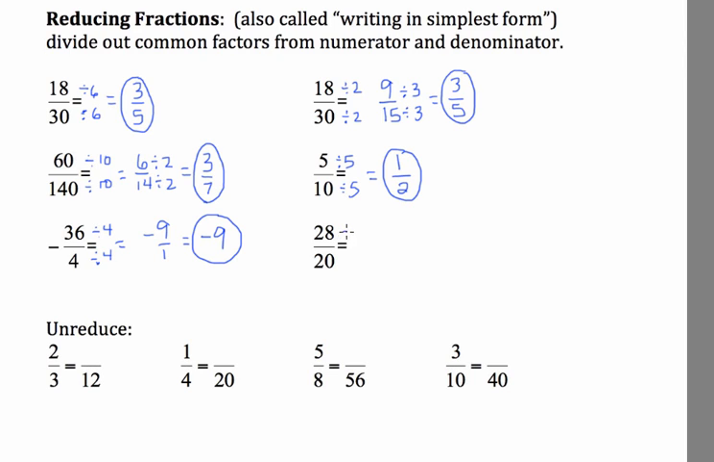This is an improper fraction, where the numerator is larger than the denominator. I'm going to treat it the same. I see that they're both even, so I can divide a 2 out of both top and bottom, leaving me with 14/10. I see they're still both even, so I can divide another 2 out of both top and bottom, giving me 7/5. I could also, from the beginning, have divided a 4 out. 28 divided by 4 is 7, 20 divided by 4 is 5.